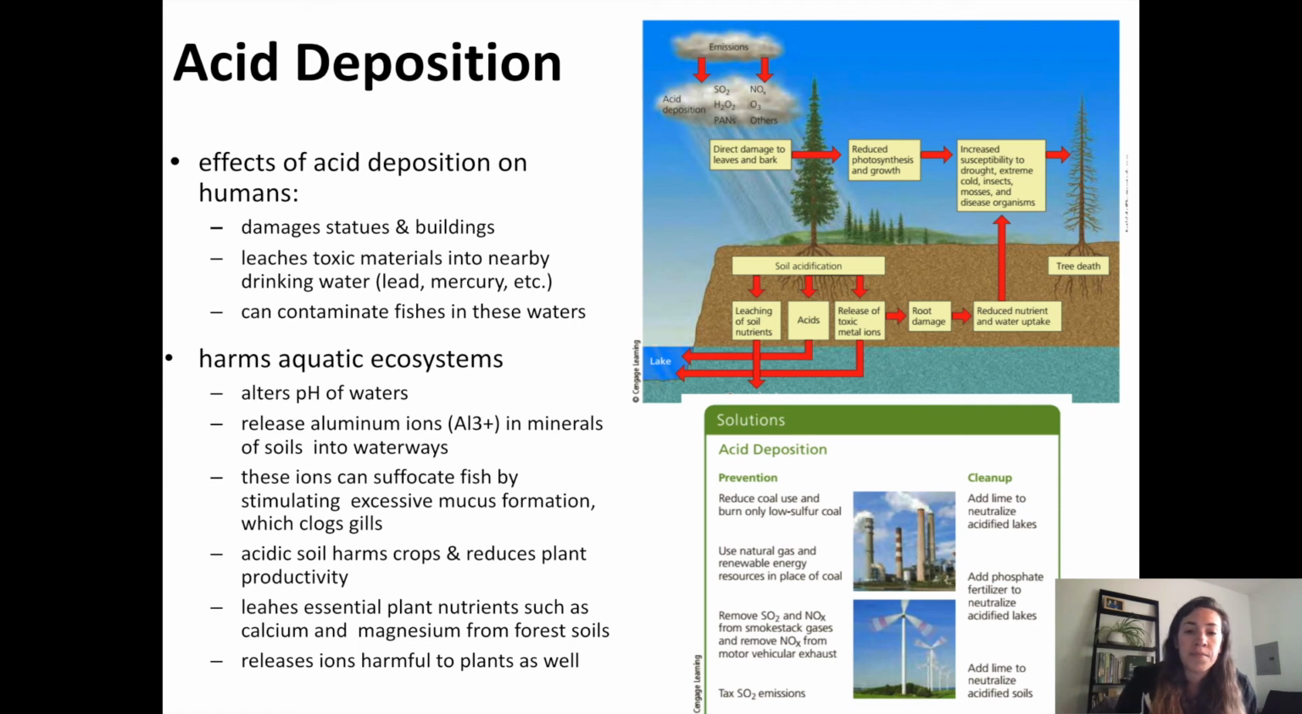harmful ions. So some prevention is to reduce coal use, to use natural gas, which doesn't contain as much sulfur, or renewable energy, and have smokestacks that are going to be able to pull some of the primary pollutants before they can get into the atmosphere and create these secondary effects.